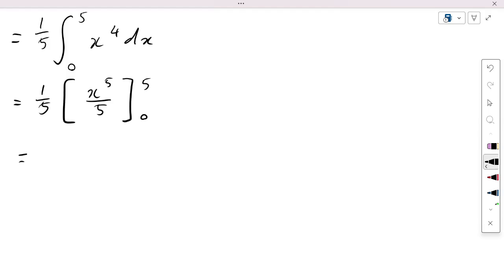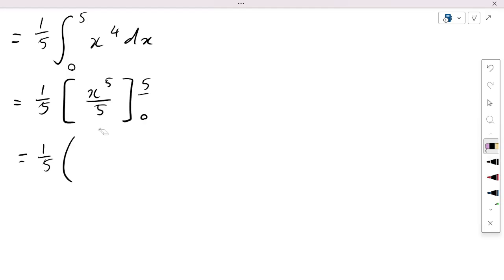Okay. Over here, 1 over 5 multiplied by. So what I'm going to do now is take the limits in. The upper limit first, it's going to look like this. I'm just going to keep the square bracket like this. Okay. So what do we have here? It's going to be x to the power of 5 divided by 5.